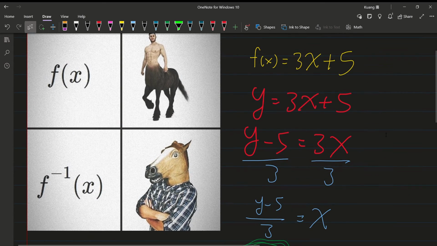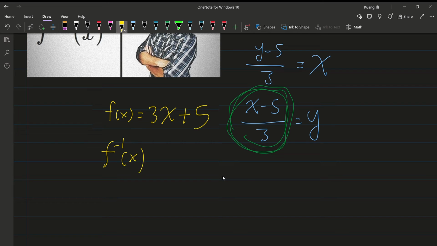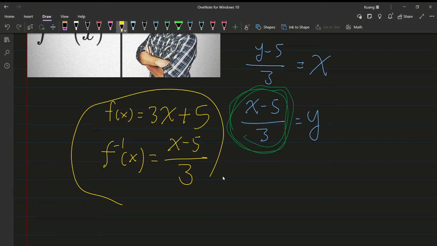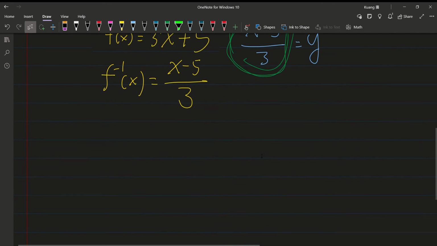This part here is the inverse function of the original function. So I can say the inverse function of 3x plus 5 is x minus 5 over 3. It's like a pair. Alright, let's have a look at another example.